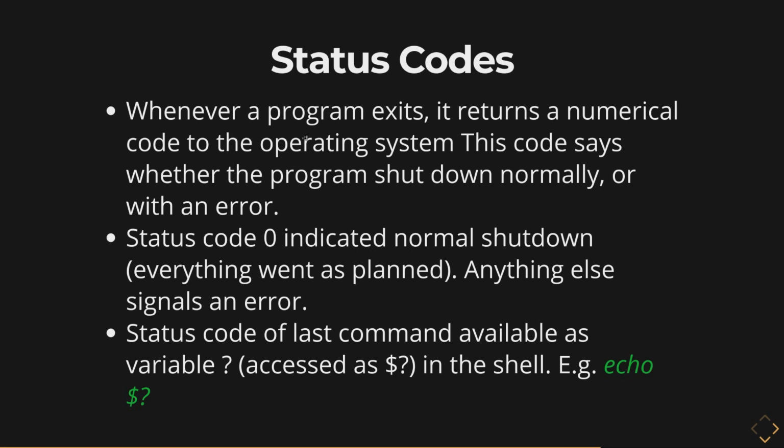So when you run a program and it exits, the exit code will be set in the shell. And the status code of the last command is available as a variable, which is just named question mark. And the way you access variables in the shell is with a $ sign in front of its name. So when you want to print it, it will be $?. Again, with the strange naming in Linux. This is just something you have to get used to. So let me bring up the terminal.